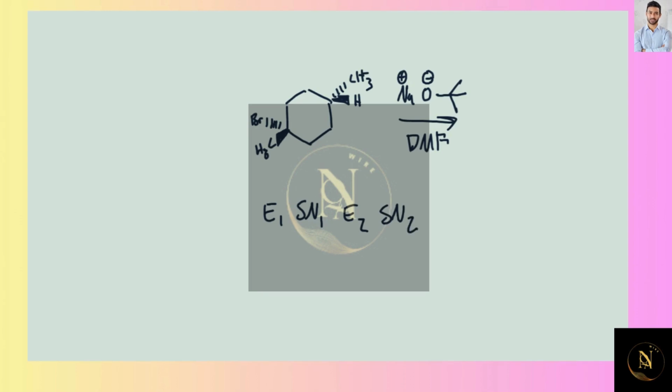We'll note that our leaving group, bromine, is on a tertiary center, which means this cannot be, by definition, SN2. SN2 is off the board. This only works with secondary or primary substrates.